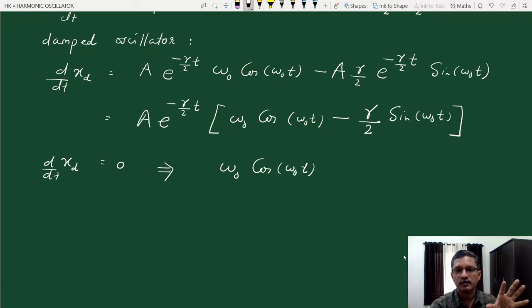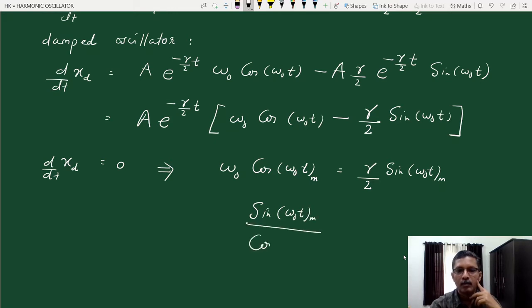Okay, this is at the maximum displacement, right? So maybe we can put a suffix m, for maximum, here. This is equal to gamma by 2 sine omega 0 t m. M stands for maximum. Okay, so here I will take the ratio sine omega 0 t m by cos omega 0 t m. It's equal to what you get, 2 times omega 0 by gamma.